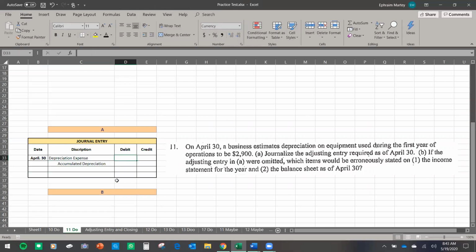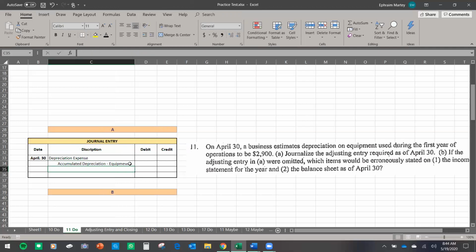Whenever you do this, you need to indicate which accumulated depreciation it is, which contra asset it is. Is the contra asset going against equipment or track? It's going against equipment. So you have your equipment here, it's accumulated depreciation for the equipment. The estimate is 2,900, so we have 2,900 as an expense, and then we're going to credit the same thing right here. So this is our journal entry.